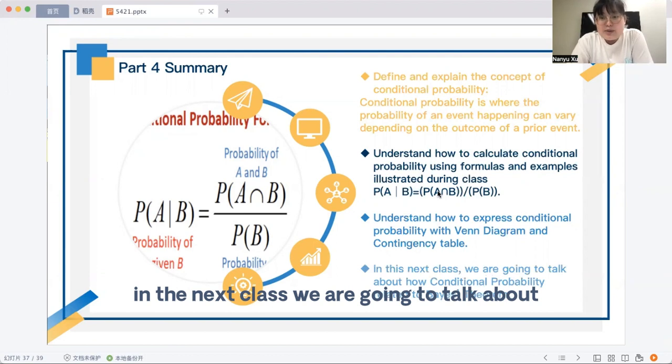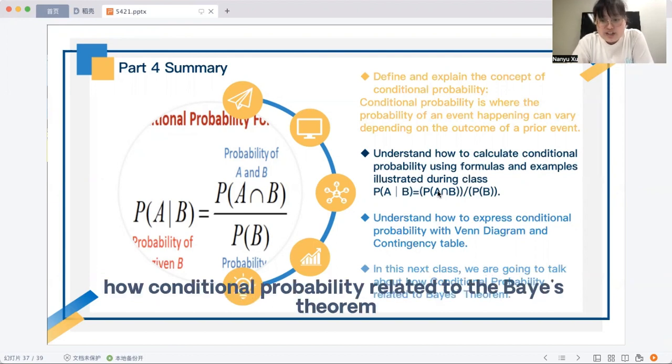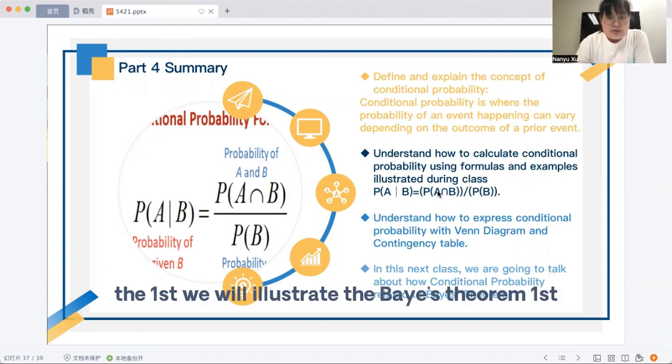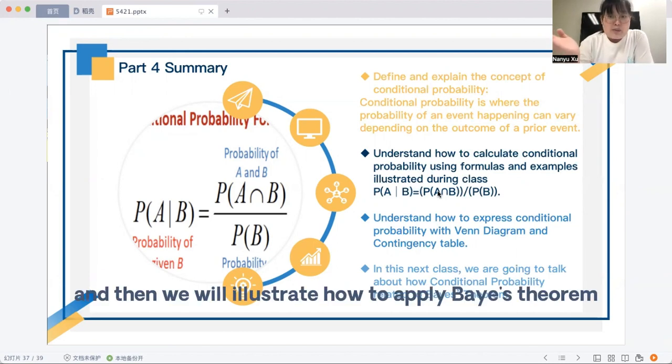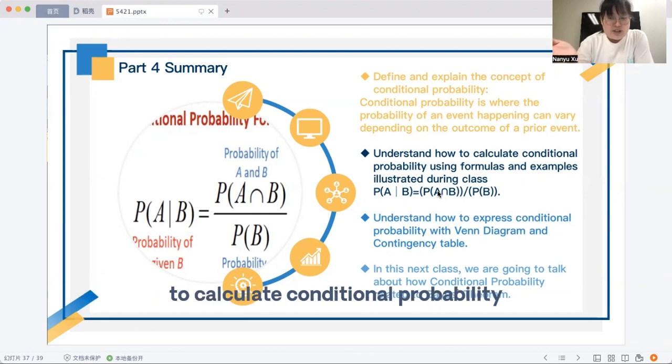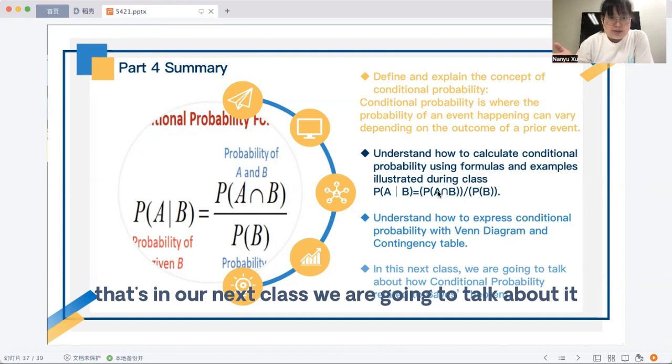In the next class, we are going to talk about how conditional probability relates to Bayes theorem. First, we will illustrate the Bayes theorem, and then we'll illustrate how to apply Bayes theorem to calculate conditional probability.